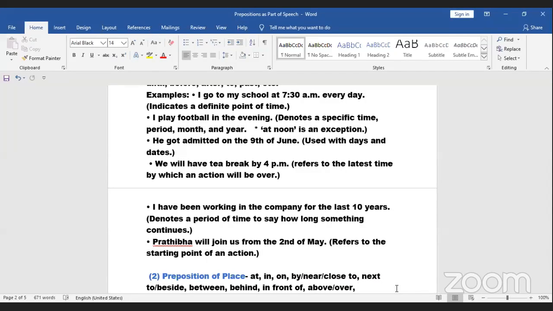For how long something has been happening. Okay, for the last 10 years. You have been doing this to me for the last 2 years. Okay, that is like the time period. We have been studying together for the last 5 years. Okay, that is like how long for something. For is like a time period.